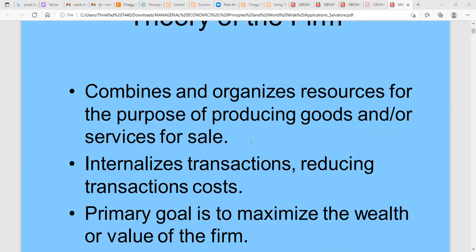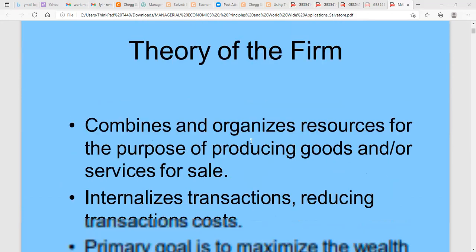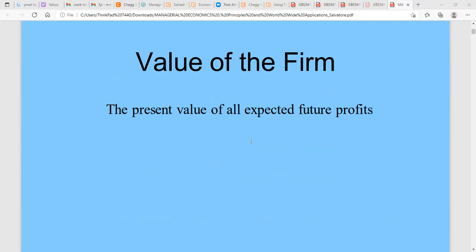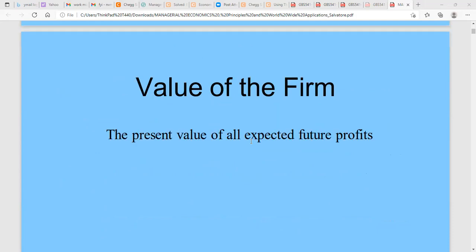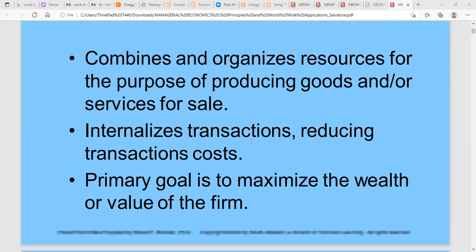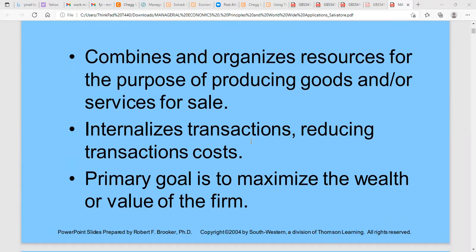So this is what we call managerial economics. The scope of managerial economics: we will look at the theory of a firm and how to evaluate the expected value of a firm using cash flows. To start with, we need to understand that the primary objective or aim of a firm is to maximize profits.